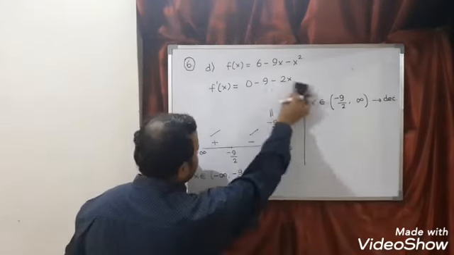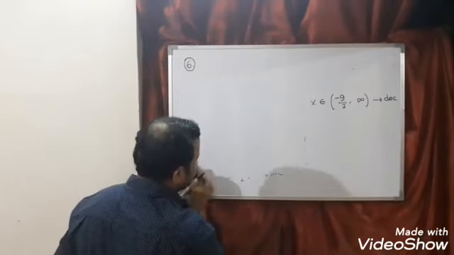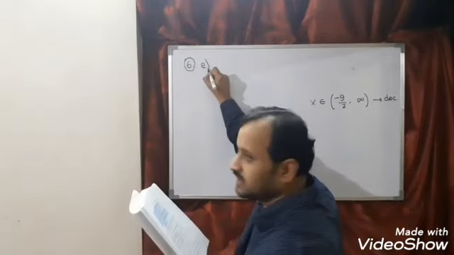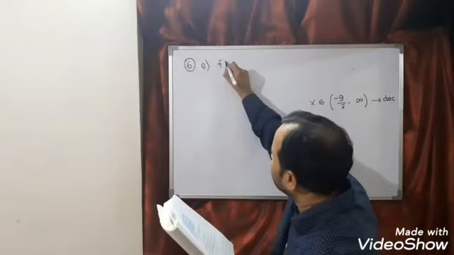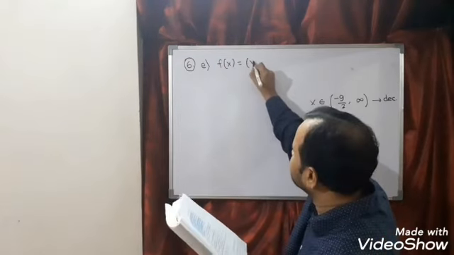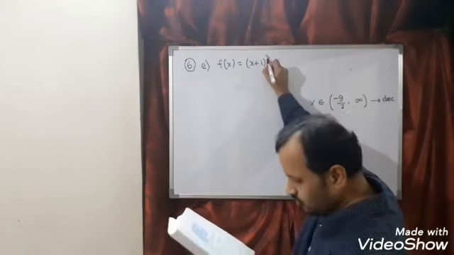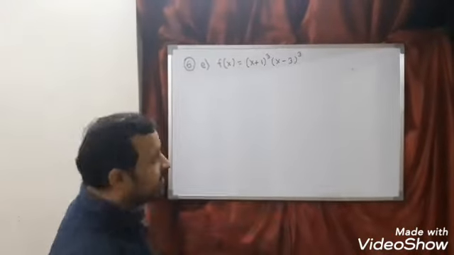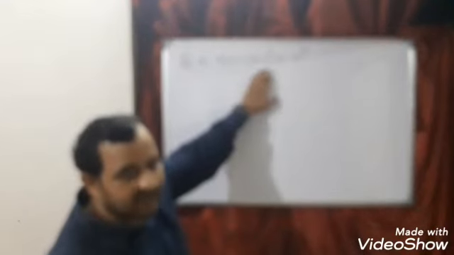Bit number E. So the next question is question number 6, bit number E. And the question is f of x is equal to x plus 1 whole cube into x minus 3 whole cube. Let us see this. Again it is a polynomial and the working rule which I have given is meant for polynomial inequality. Let us calculate this.